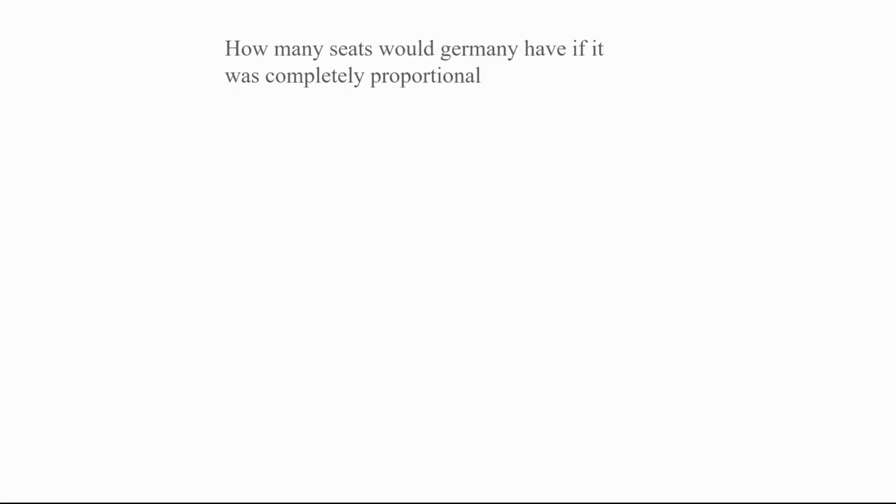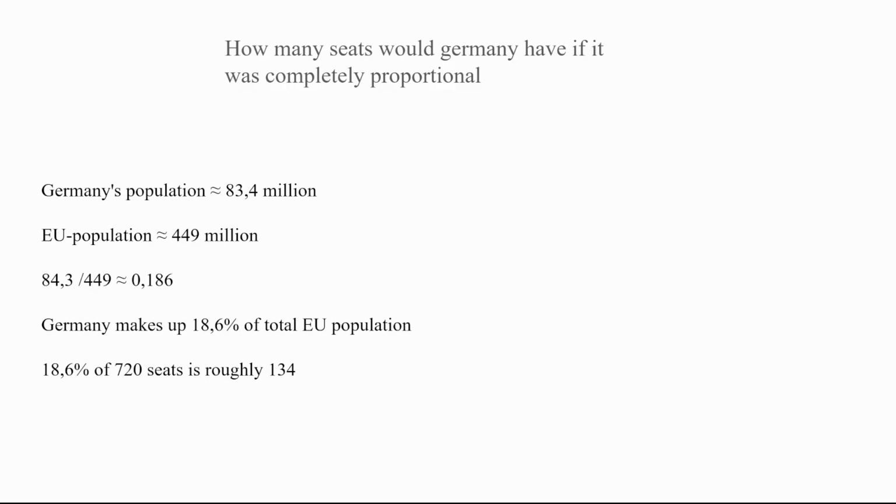But then you might ask yourself, or at least I asked myself, how many seats would Germany actually get if it was a completely proportional distribution? And now I'm not a math guy, but I think I got the calculations correctly. Because if Germany's population is 83 million citizens roughly, and the EU population is 449 million, then if we take Germany's population divided by the EU's population, we get roughly 18.6%. So Germany makes up 18.6% of the EU's population.